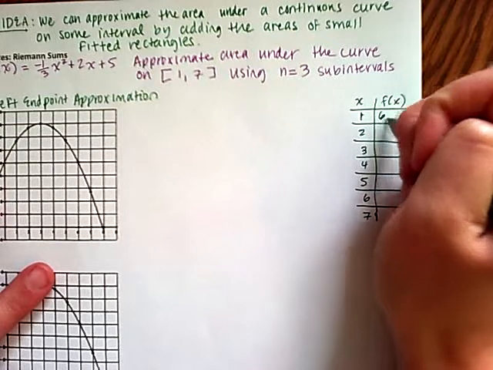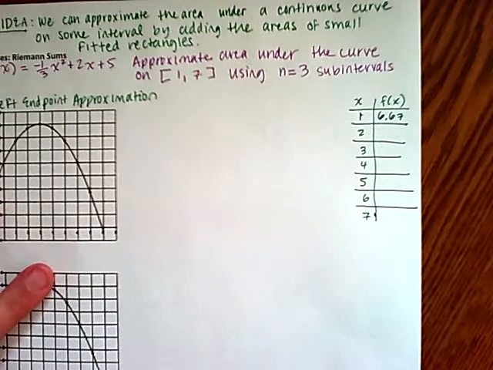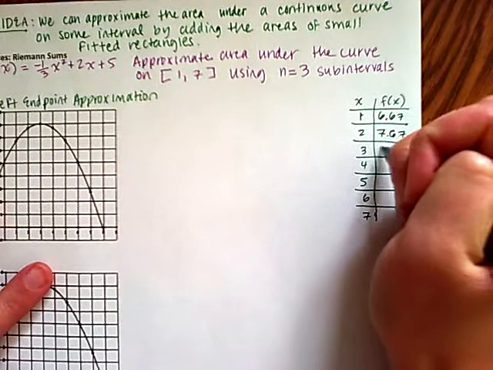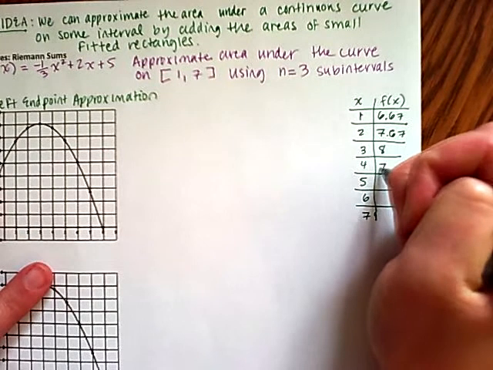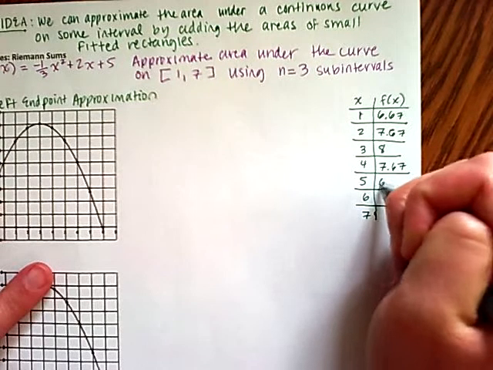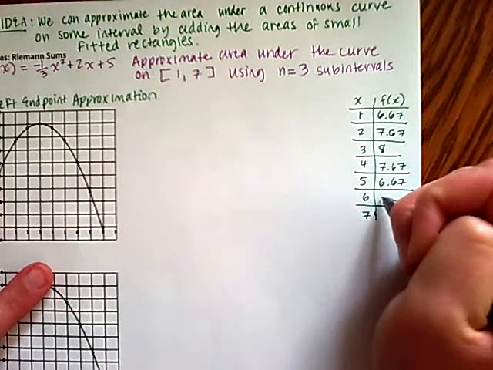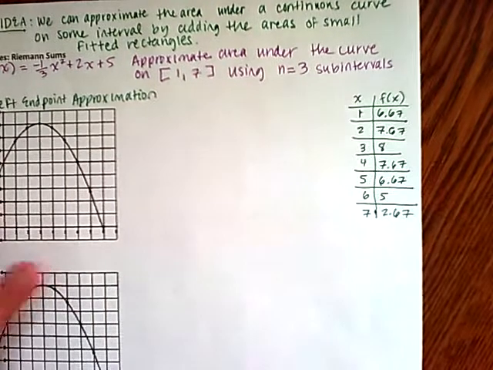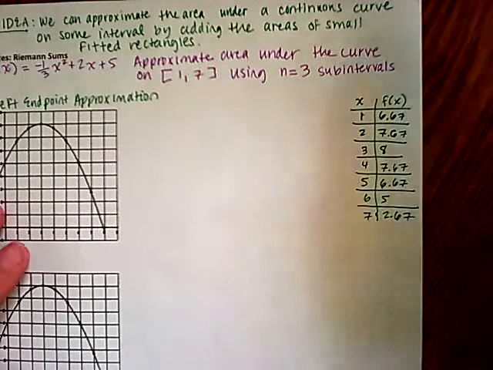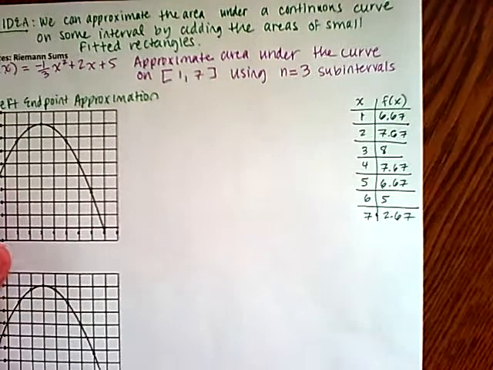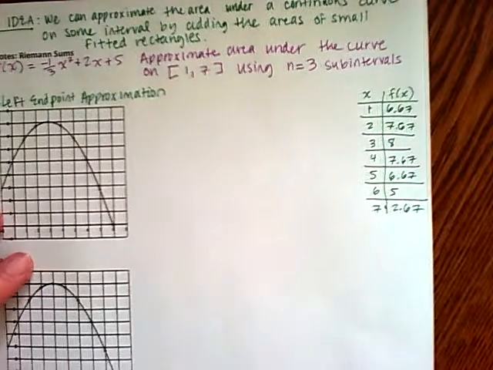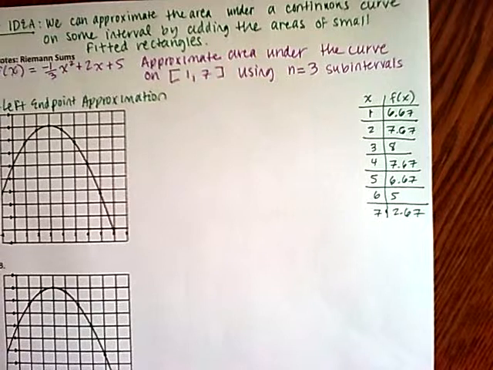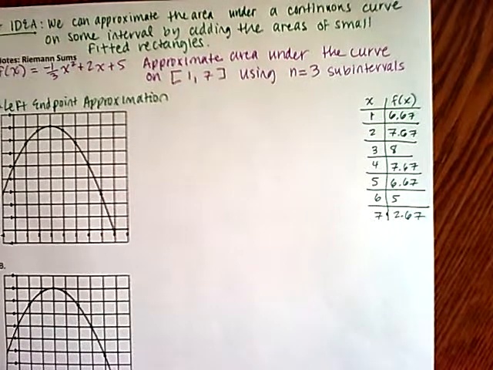So at 1, it's 6.67, and I'm rounding my thirds to 0.67. At 2, it's 7.67. At 3, it's 8. At 4, it's again 7.67, and again 6.67 at 5. At 6, it is 5, and at 7, it is 2.67. You might want to pause and write all those down, because we'll be referring back to them as we visualize what length we're using for our rectangle and what x value is determining that height.